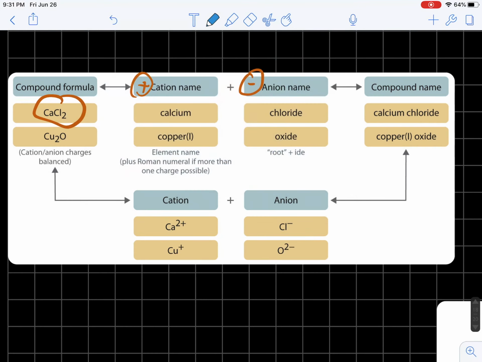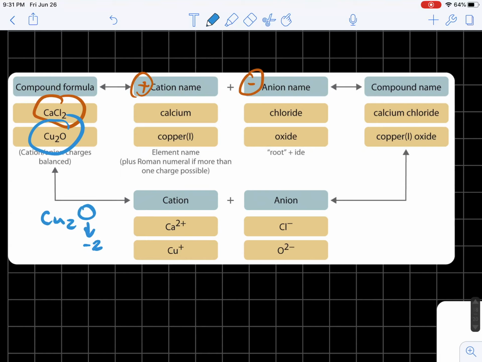With the second one, and this is the example I used in the last video. All right, what's the positive thing in that formula? Copper. What's the negative thing? Oxygen. So we changed oxygen to oxide, and then we just have to go back and figure out how they came up with this Roman numeral 1. Well, that's not hard to do.